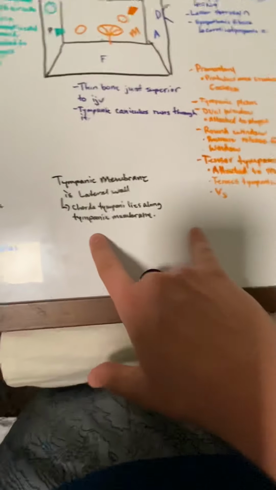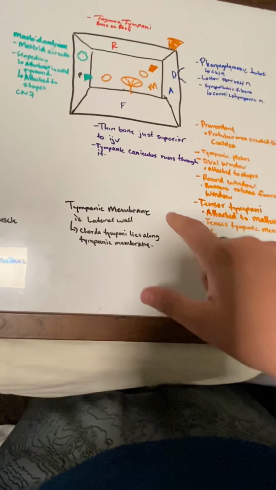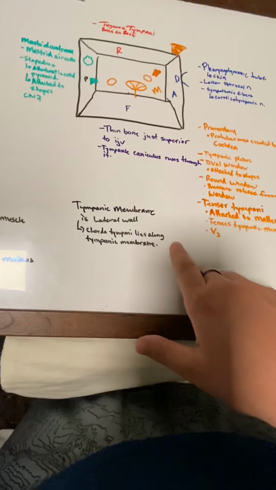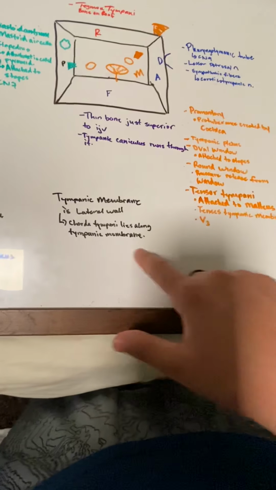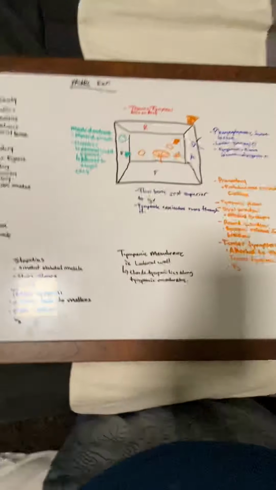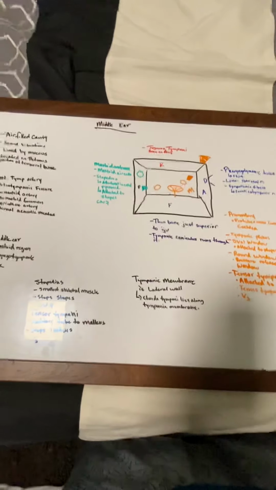So just to quickly talk about the tympanic membrane, it is the lateral wall, so that's what we're looking through, and the chorda tympani lies along the tympanic membrane. But yeah, so this is pretty much the middle ear. That's all you really need to know. In my opinion, you might need to know more, but we'll find out.